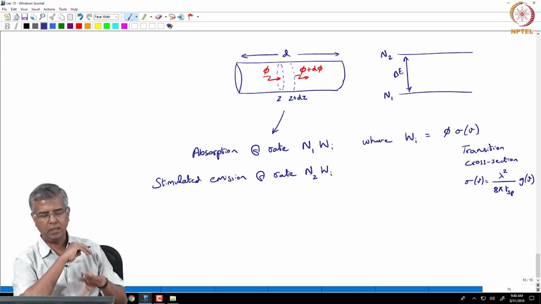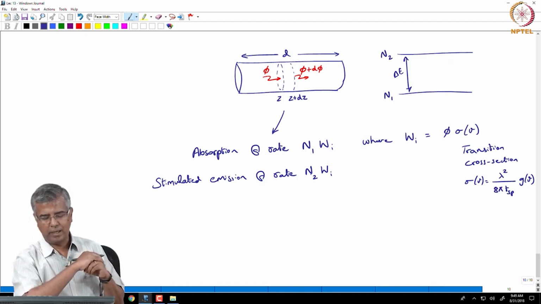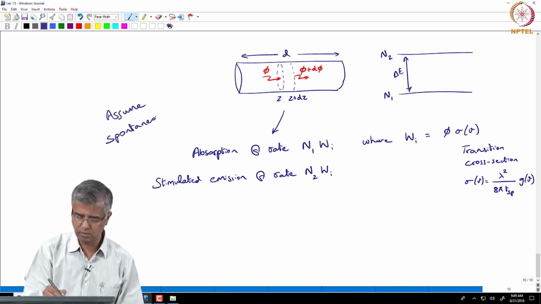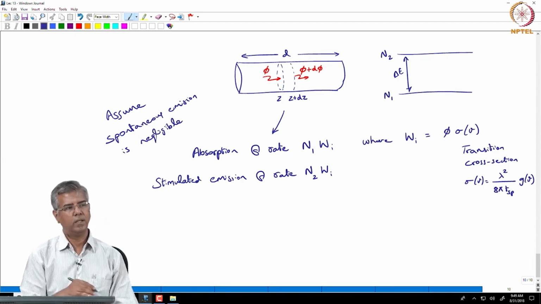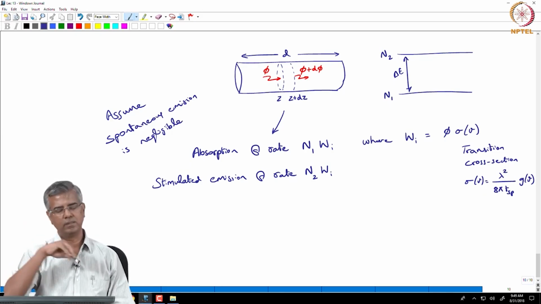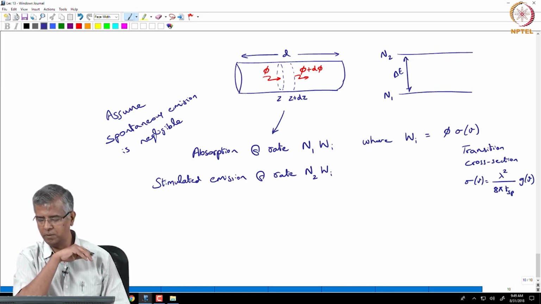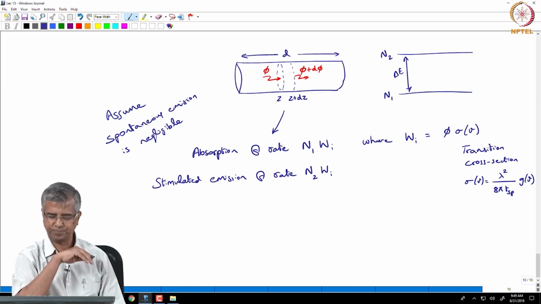Okay. And we will assume that spontaneous emission is negligible in this case. Okay. We will do a more rigorous treatment later on, but at this point we will make it fairly simple.